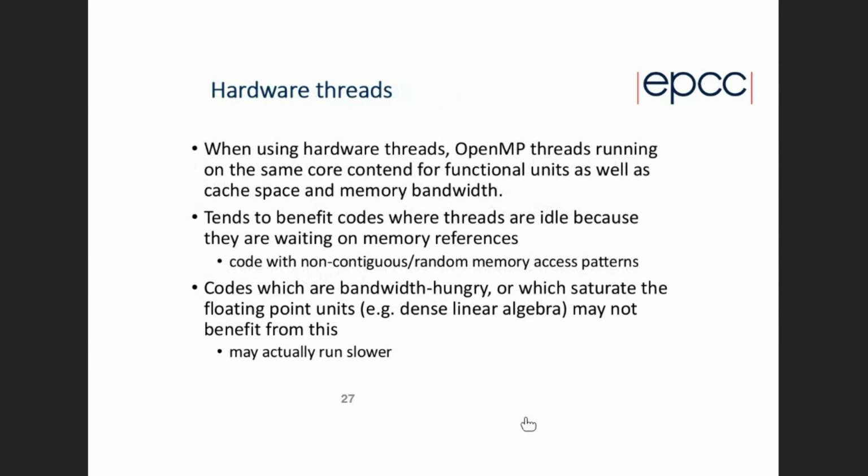Okay, so this is simultaneous multi-threading, or what Intel calls hyper-threading. If we have OpenMP threads running on the same core, they will contend for the functional units, in particular floating point units, as well as cache space and memory bandwidth.